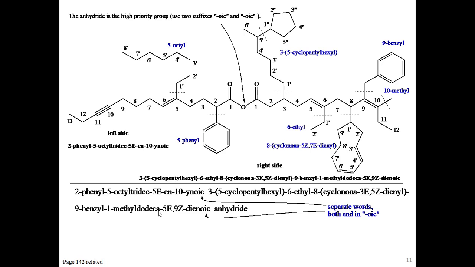dodeca, because there's 2 double bonds, 5E, 9Z, di-ene again, dienoic, and I have 2 of those, and then anhydride. So I can tell this is not a carboxylic acid because I had 2 of them and I said anhydride at the end. Now what we're going to do is the same thing we did before.